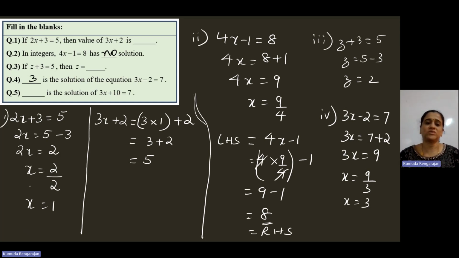3x minus 2 is equal to 7. In the same way, you can finish the last one. Dash is the solution. Okay, finish it quickly.